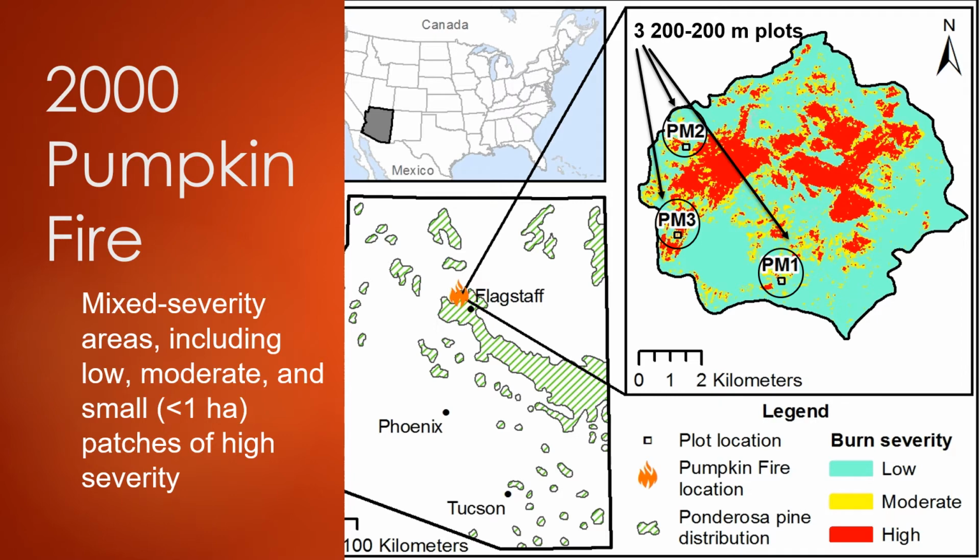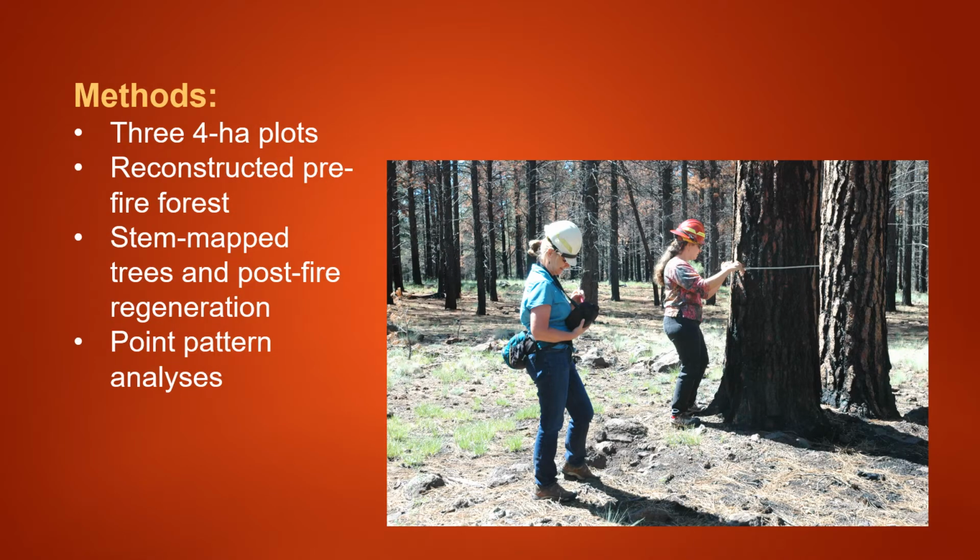And the Pumpkin fire is located northwest of Flagstaff in Arizona. Again, we had these large plots so that we could capture spatial patterns. We reconstructed the pre-fire forest from existing evidence. This would be stumps and logs, and we also stem mapped trees and stem mapped the post-fire regeneration. The analyses I'll present today are all point pattern analyses.